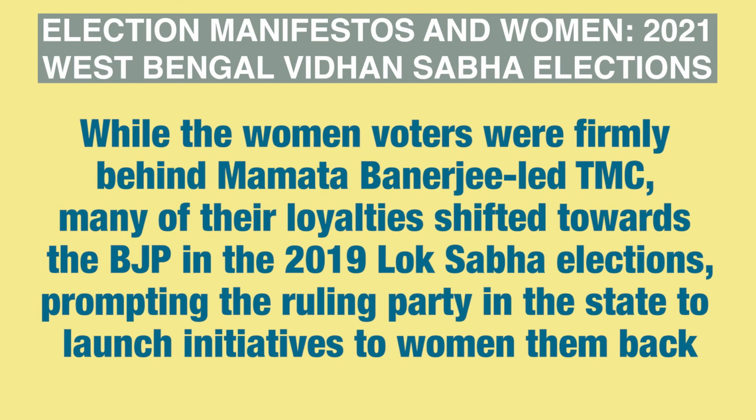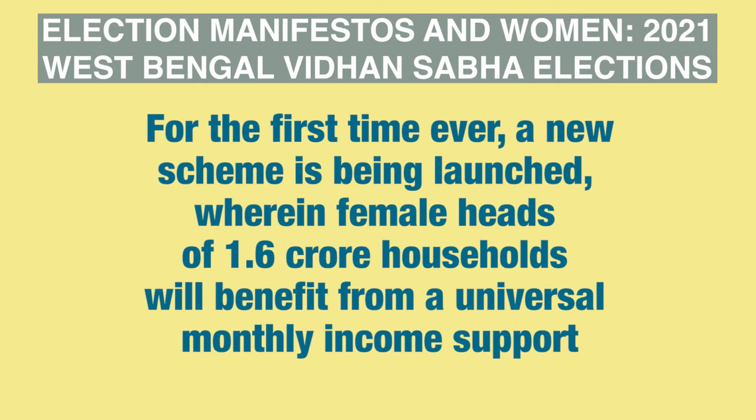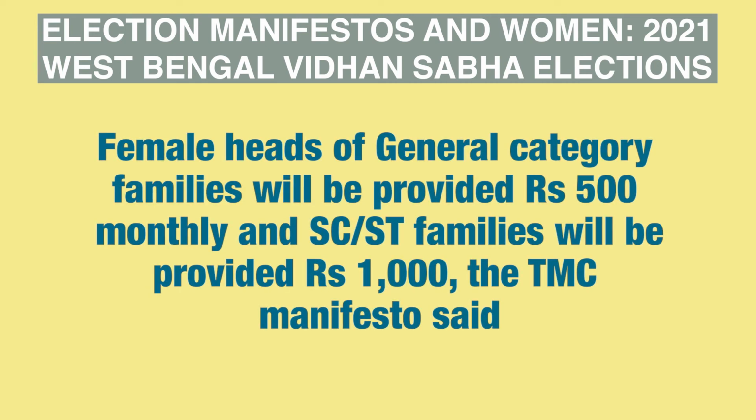While the women voters were firmly behind the Mamata Banerjee-led TMC, many of their loyalties shifted to the BJP in the 2019 Lok Sabha elections, prompting the ruling TMC government to launch initiatives to lure the women back to the party. For the first time, a new scheme was being launched, and this was provided in the TMC manifesto. What was the scheme? Female heads of 1.6 crore households will benefit from a universal monthly income support. Female heads of general category families will be provided Rs 500 monthly, and SC/ST families will be provided Rs 1000.